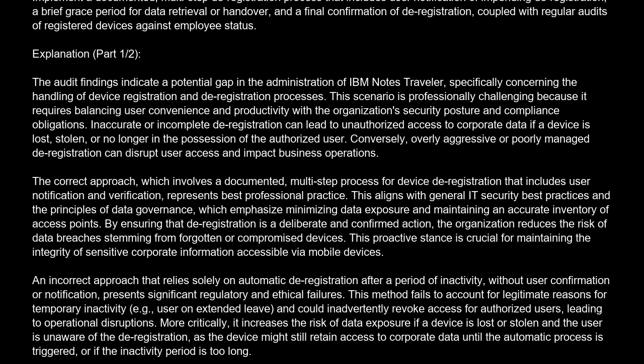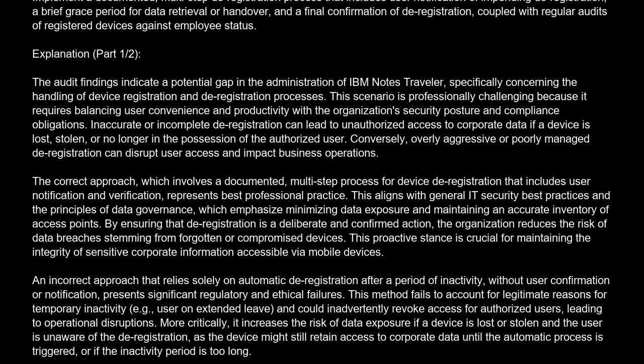The correct approach, which involves a documented, multi-step process for device deregistration that includes user notification and verification, represents best professional practice. This aligns with general IT security best practices and the principles of data governance, which emphasize minimizing data exposure and maintaining an accurate inventory of access points. By ensuring that deregistration is a deliberate and confirmed action, the organization reduces the risk of data breaches stemming from forgotten or compromised devices. This proactive stance is crucial for maintaining the integrity of sensitive corporate information accessible via mobile devices.